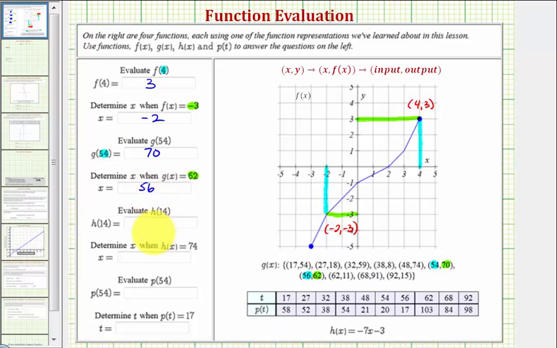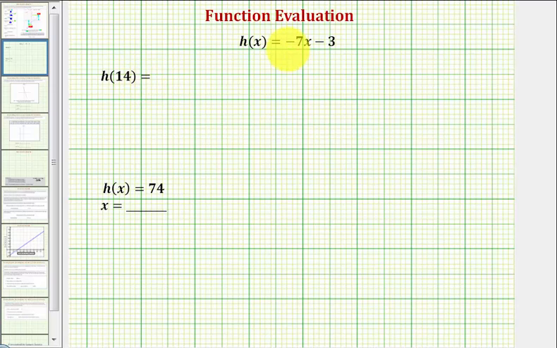The next two questions deal with function h, where h of x equals negative 7x minus 3. So to evaluate h of 14, again we're looking for the output or function value when the input, or x, equals 14. Let's go ahead and find this function value on the next slide. So to find h of 14, we substitute 14 for x. That would be negative 7 times 14 minus 3, which is equal to negative 98 minus 3, which equals negative 101. So h of 14 equals negative 101.